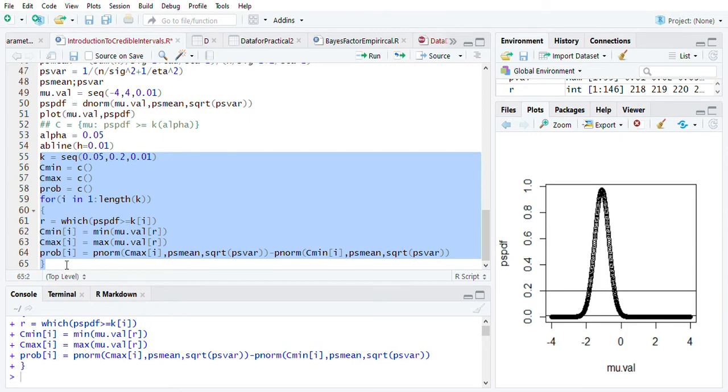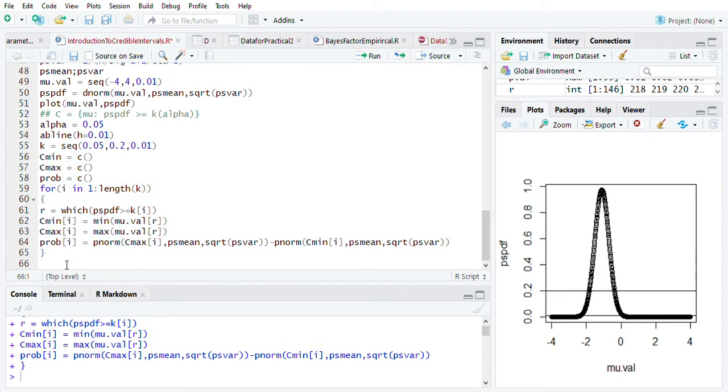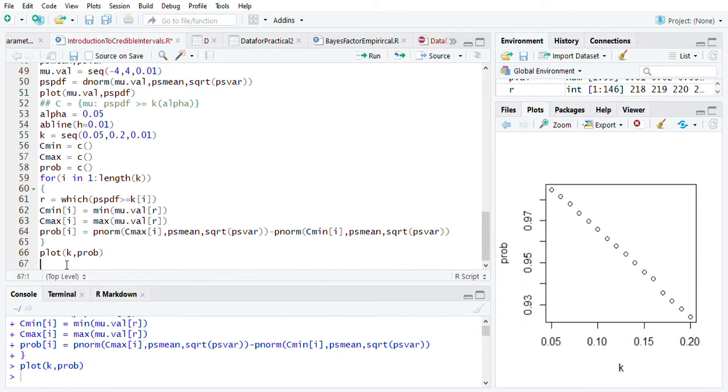Okay, now it has been run. Now what do we need to check? We need to check whether the probabilities were 1 or not. So can we plot K and probability together? Let us try doing it. Okay, so what happened? See here.